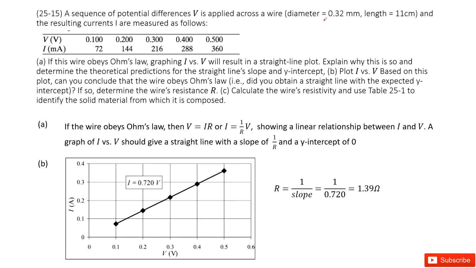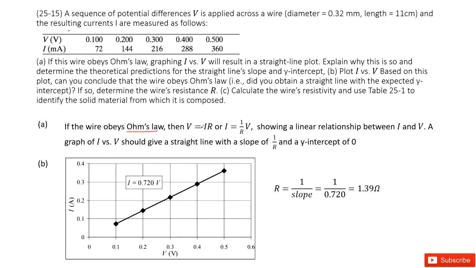The first part asks if this wire obeys Ohm's law, and then we graph the current I versus the voltage V. It is a straight line. Explain why it is so, and determine the theoretical prediction about the slope and the y-intercept. So you can see, for this one, the wire obeys Ohm's law.